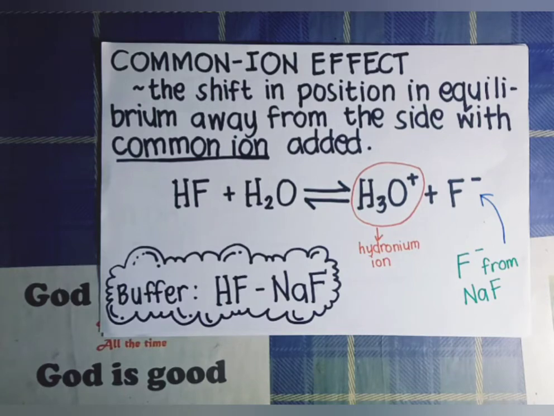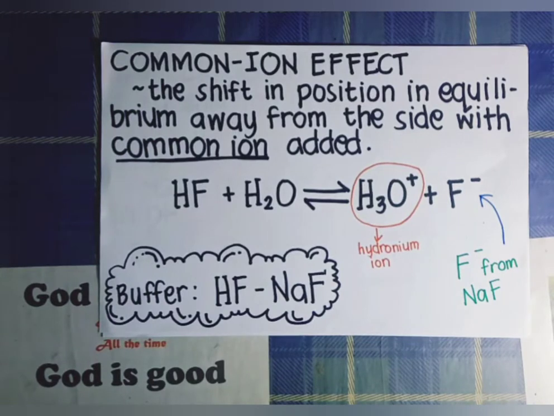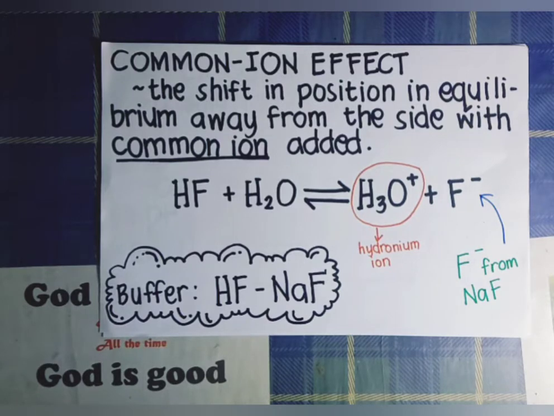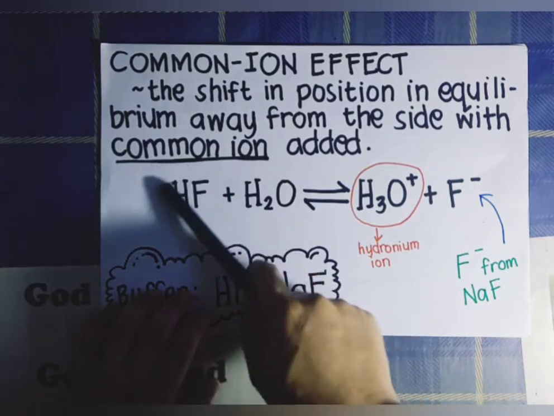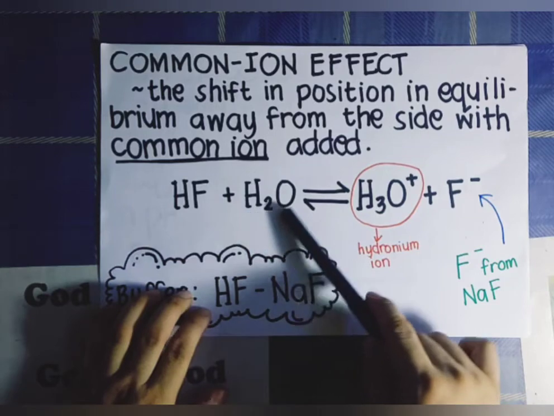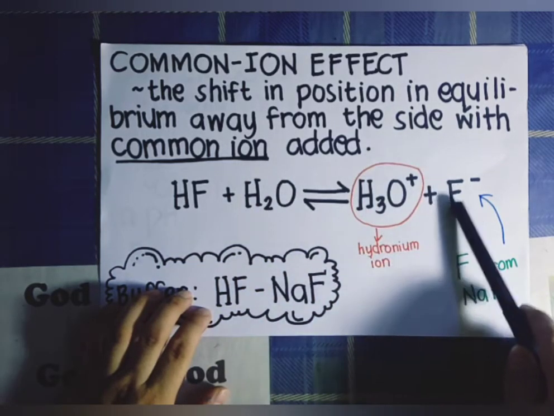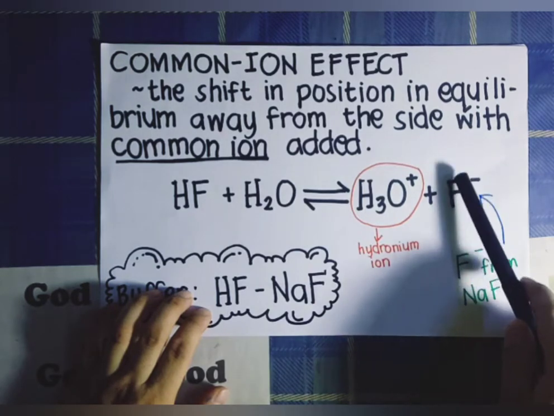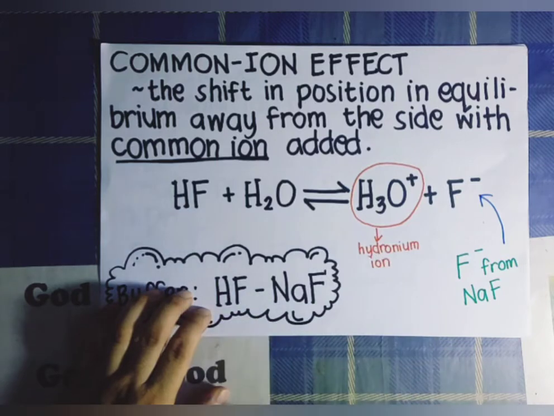To understand how a buffer solution works, let's look at the common ion effect. The common ion effect is the shift in position of equilibrium away from the side with the common ion added. To understand this concept, let's have hydrofluoric acid again as our example. When hydrofluoric acid is dissolved in water, it will turn into positively charged hydronium ion and negatively charged fluoride ion. Now take note, the higher the hydronium ion, the more acidic the solution will be.